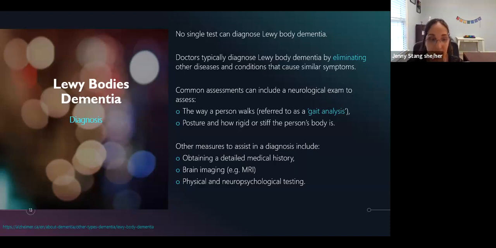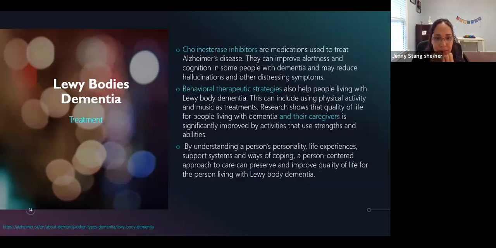neuropsychological testing, okay? So it might be a very long process to get a diagnosis because, again, there are so many symptoms that mirror other disorders. It's really a process of elimination.